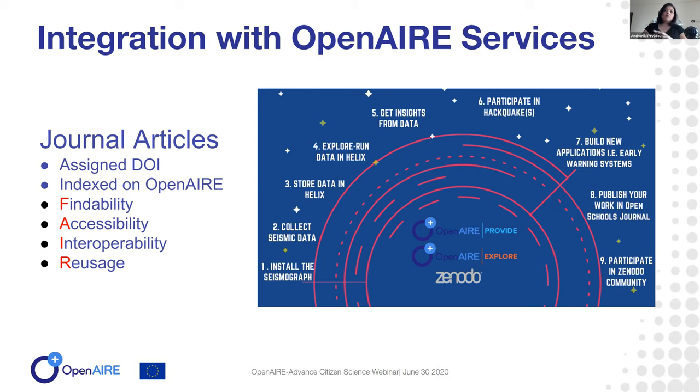So when you go to OpenAIRE Explore service and you search for articles of the journal, you will find them available. So all this process respects the FAIR principles. You can find, you can access, and you can find also that information in Explore through Provide and also in Zenodo communities. And of course you can reuse all these outcomes.